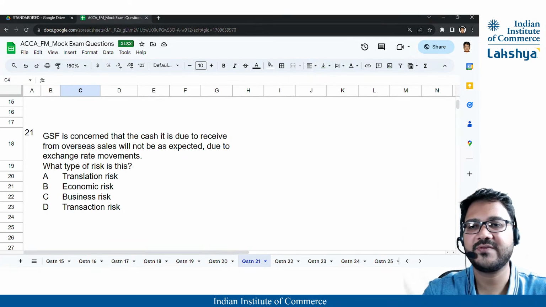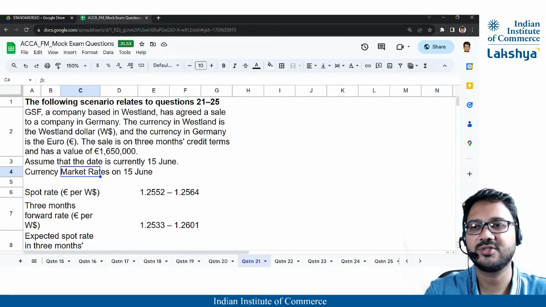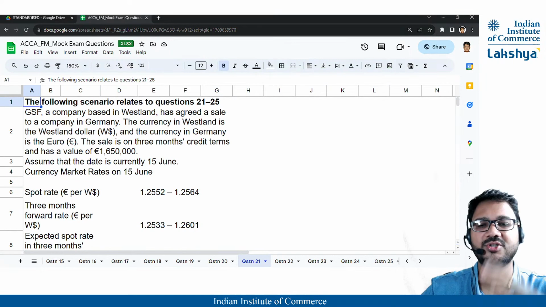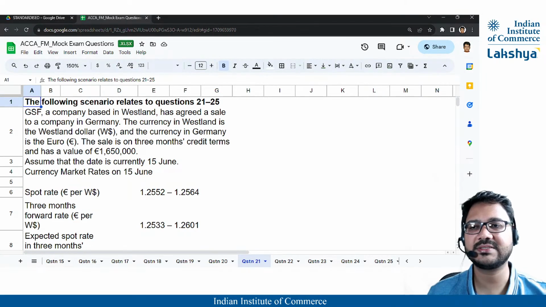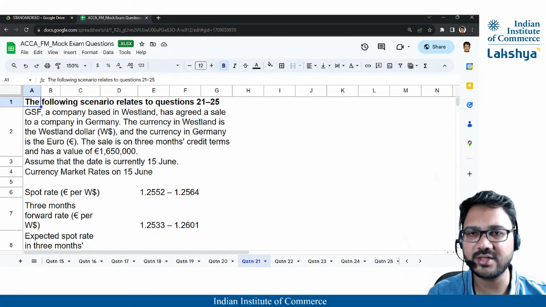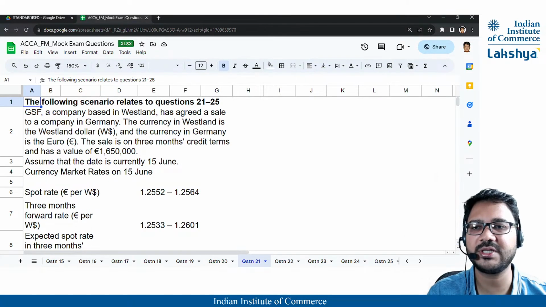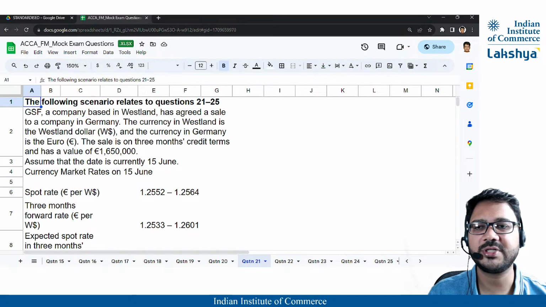21. GSF is concerned. This is a new question, a new case study. We did 5 questions, now moving on to the next case. So GSF, a company based in Westland, has agreed a sale to a company in Germany. So we are a Westland based company selling to Germany. The currency in Westland is Westland dollars, and the currency in Germany is euros.